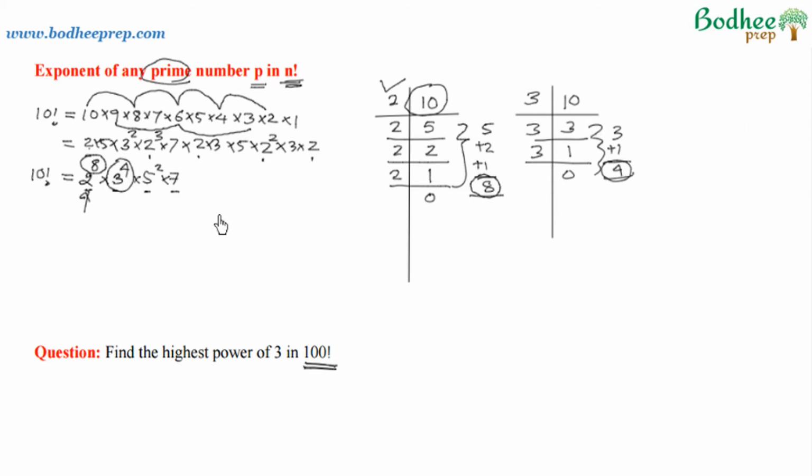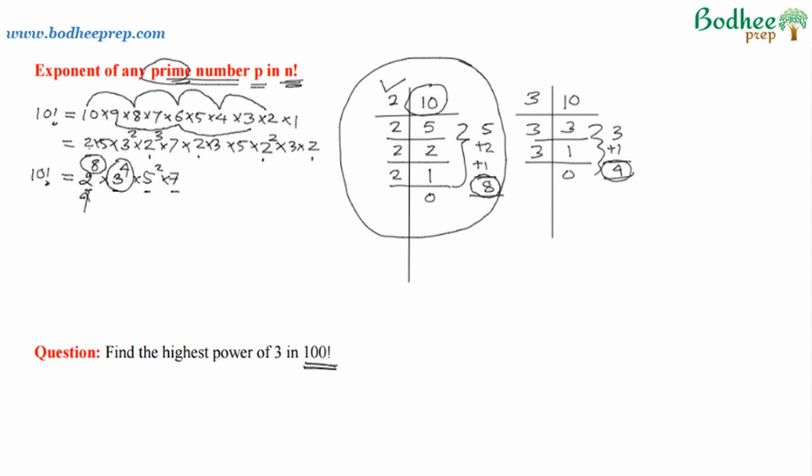Similarly, for 5 and 7, we can also continue with the same process. So the method which we use is this only, and that is very, very important. And always remember that this method is only applicable for a prime number and not a composite number. For composite numbers, we use the same method, but we tweak the approach a bit. We will see it in a later video, how to find the exponent of any composite number in factorial n. I hope this illustration gives you the basic idea about how to use the method to get the exponent of any prime number.